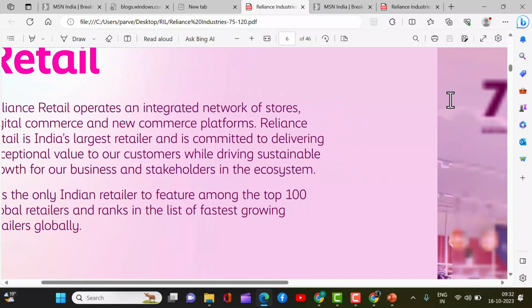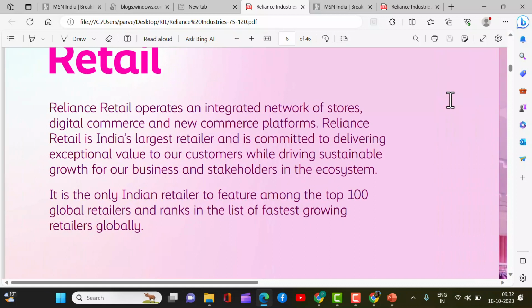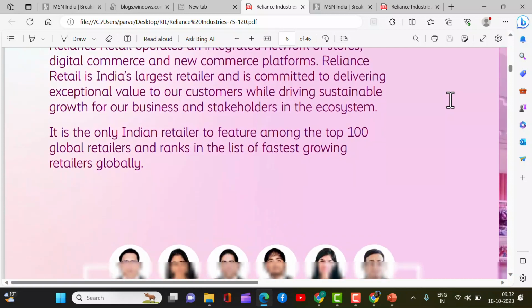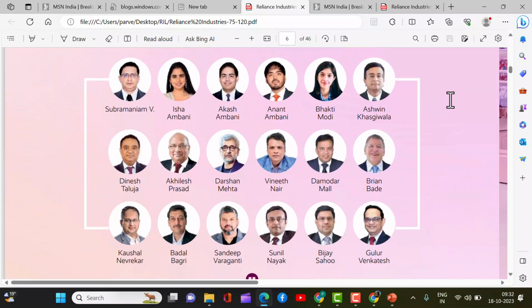What Reliance is doing is adding almost 10 new stores every day. In the last year they added 3,300 stores during the entire year. So they are adding 10 new stores every day in this retail business. Let's understand what their business is. This is the team who is managing it.